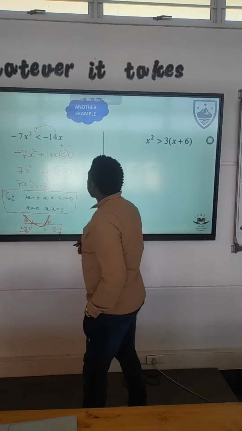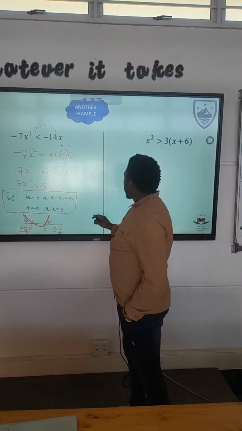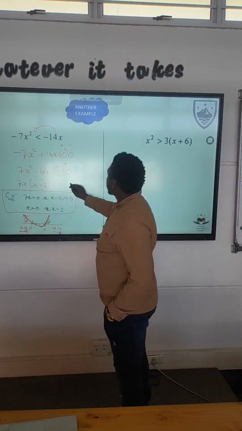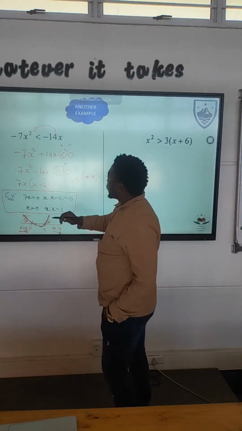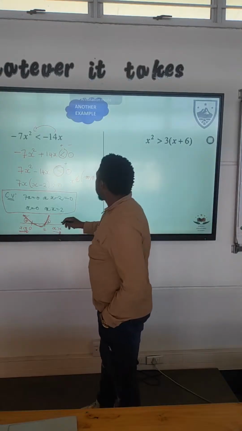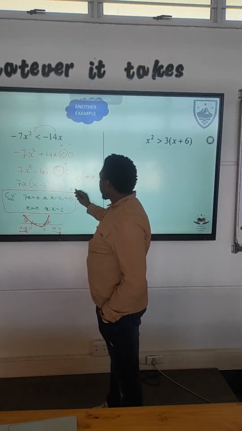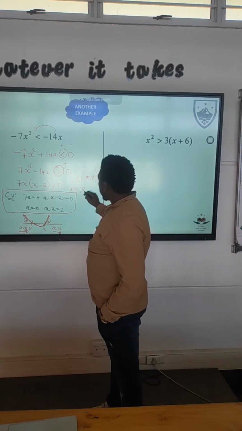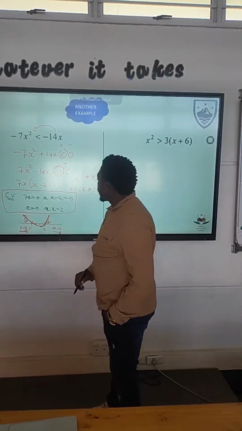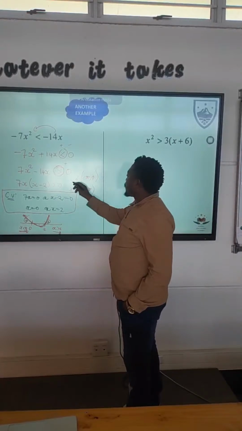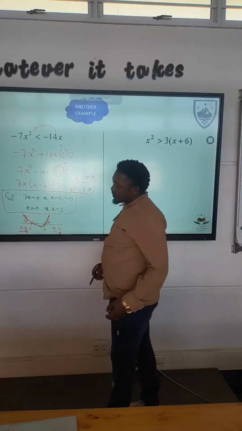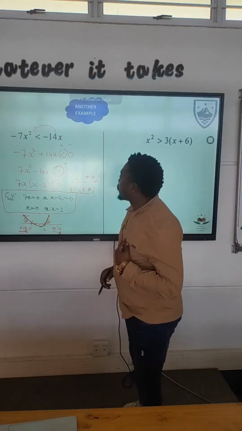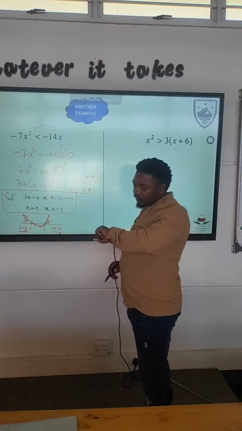Somebody can also say x is an element of from negative infinity to 0. 0 is not included because this was not included to start with. X is an element of then from 2 to infinity. Yes, 2 is not included, because the initial inequality that is given to us was also not included.